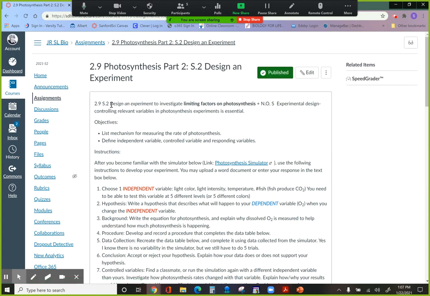So skill number 2, design an experiment to investigate limiting factors on photosynthesis. And there's also a nature of science standard in here. Experimental design: controlling relevant variables in photosynthesis experiments is essential. So your objectives: list mechanisms for measuring the rate of photosynthesis and define independent, controlled, and responding variables.